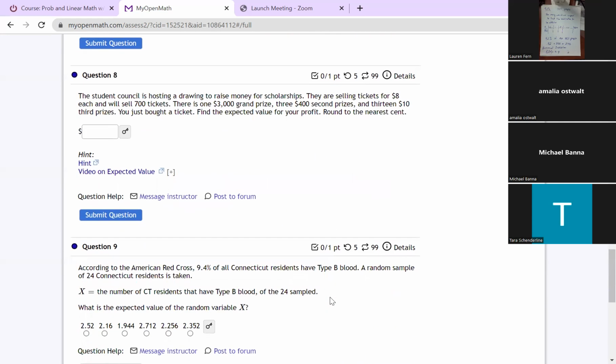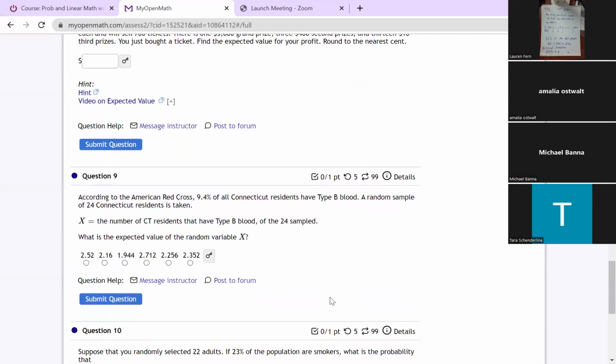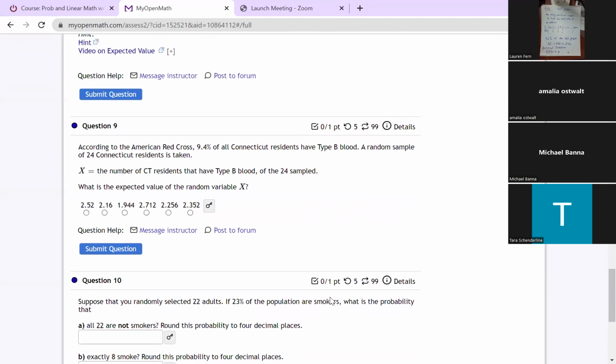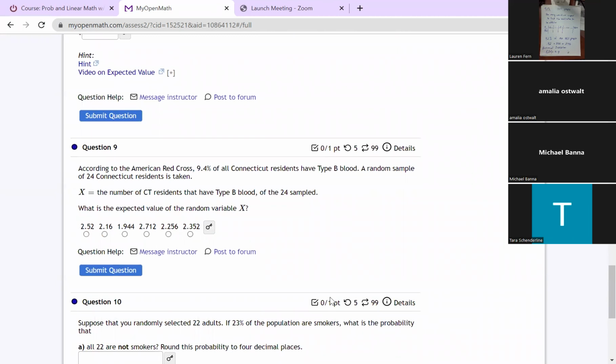Okay, you can refer to your notes yesterday for that. So question number 9, okay? They want you to find the expected value, okay? Notice we are given that a certain percentage of Connecticut residents have type B blood. 24 residents are experimented on, if you will, and we want to find the expected number.